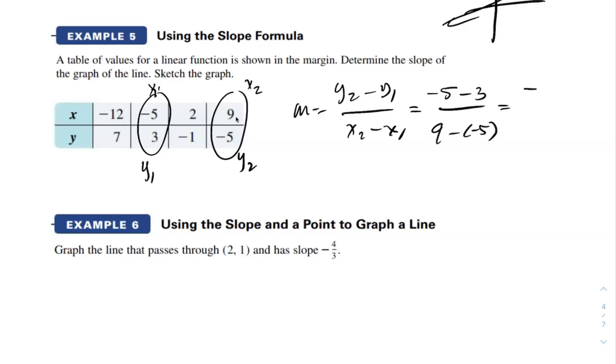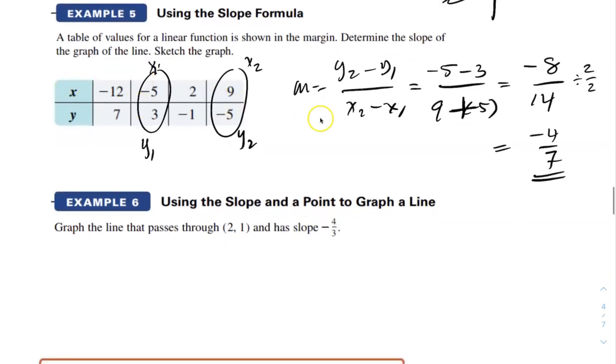So I get negative 8 over, double negative makes positive, 14. I can reduce that, divide everything by 2. I get negative 4 over 7. And that is my slope. Again, you can pick any 2 points and you get the exact same answer.